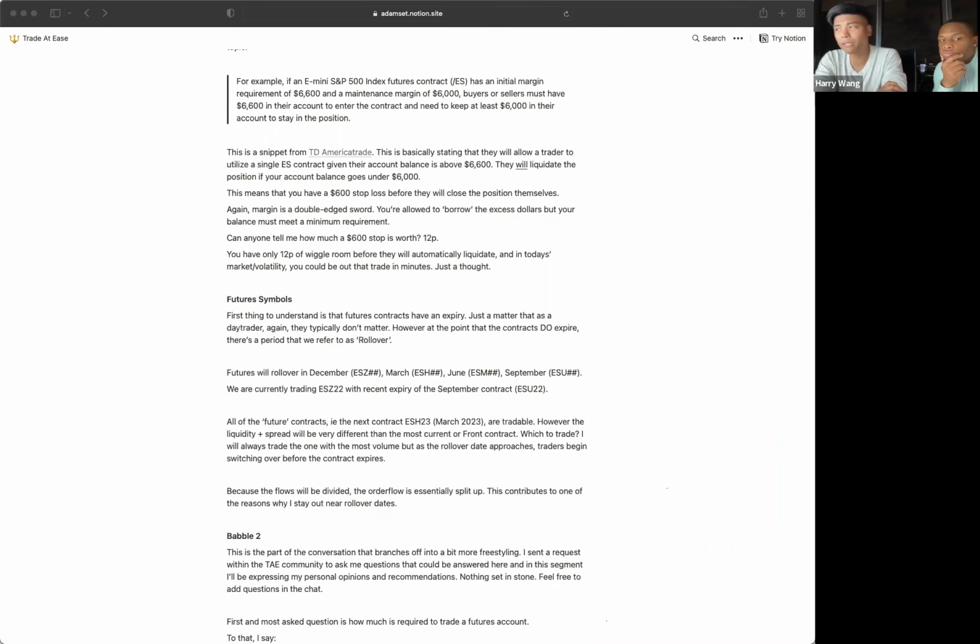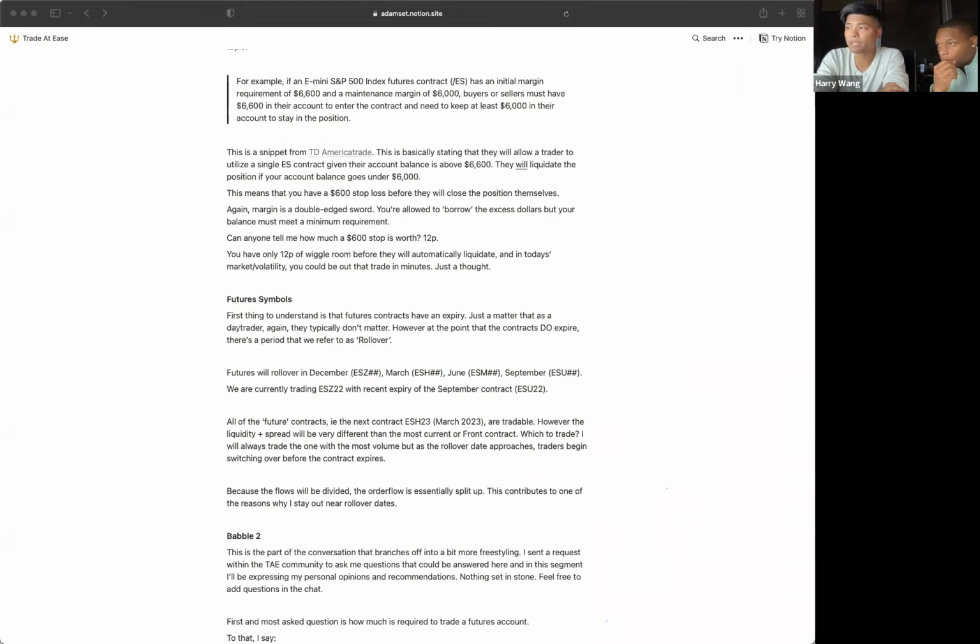Futures will roll over in December, March, June, September. Right now, we are currently trading ESZ22, with the recent expiry of the September contract, ESU22. How to format it? It's basically December is Z, March is H, June is M, and September is U, followed by the last 2 digits of the year.